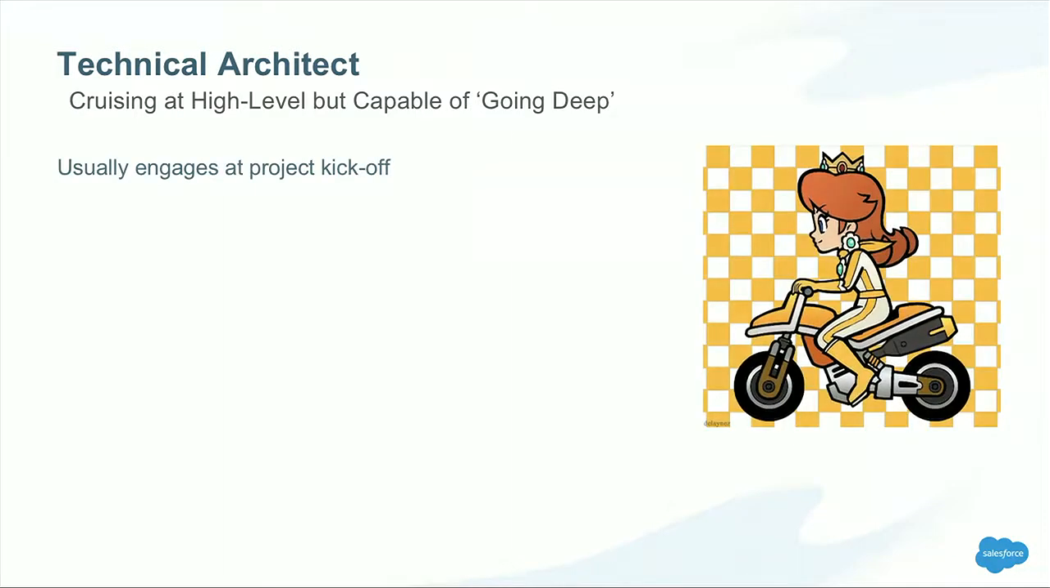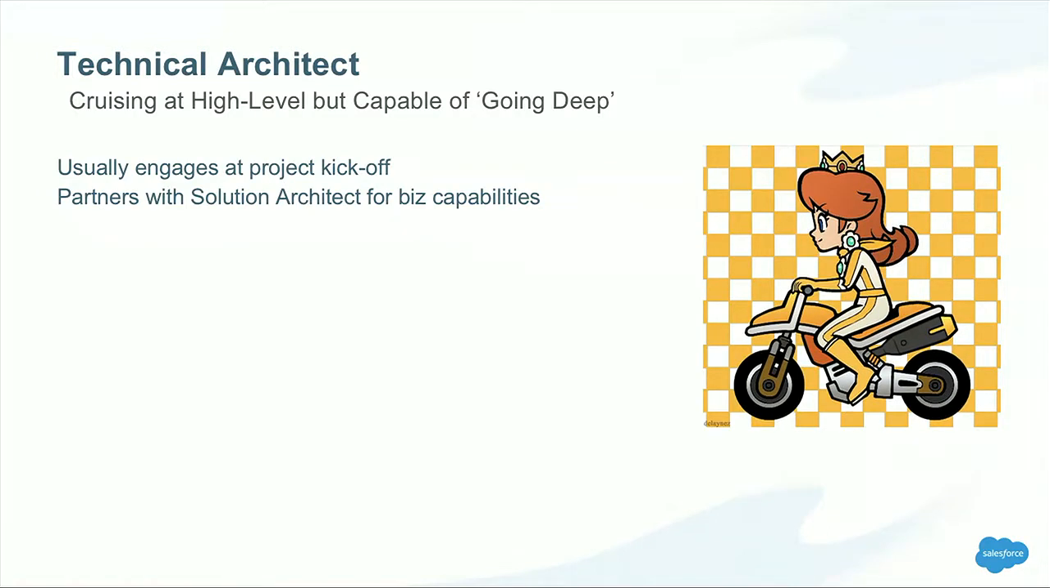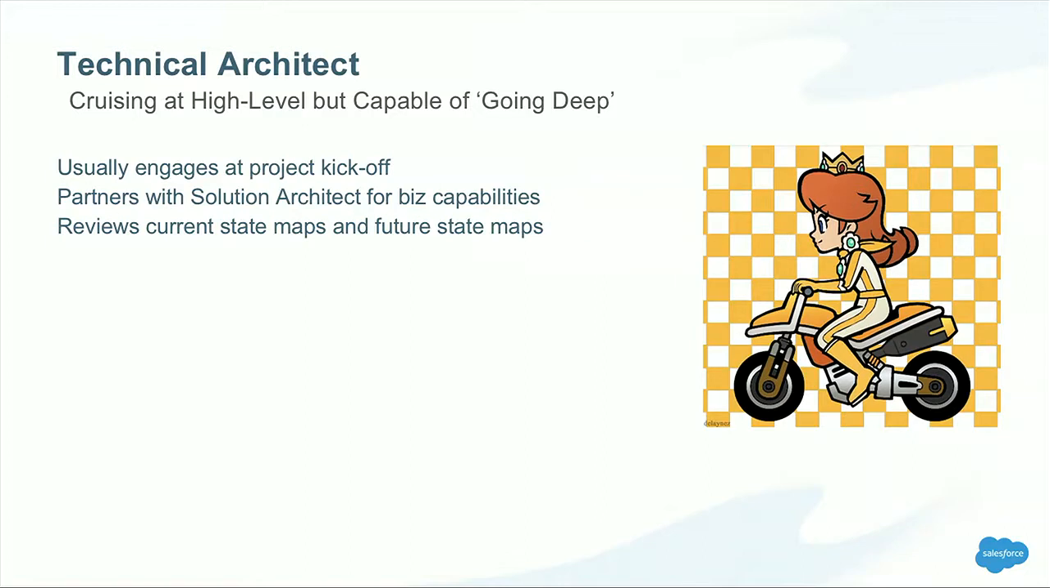So we usually start getting involved at the project kickoff, though if the solution architect needs more technical information early on, they'll reach out to us earlier and we'll talk through some technical challenges. But we partner with the solution architect to make sure this is a successful handoff. And part of our job is to consume the current state and future state roadmaps that the solution architect and the client have put together. It falls on us as technical architects to identify any technical risks that might be coming up in this project.